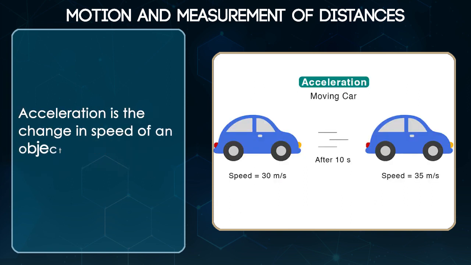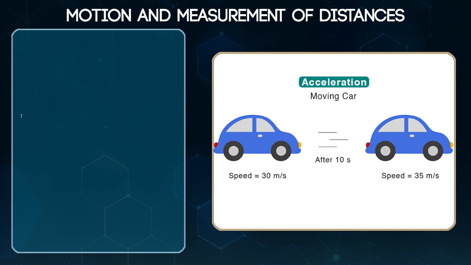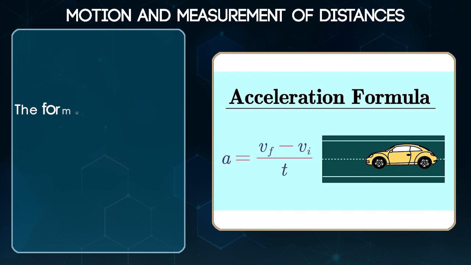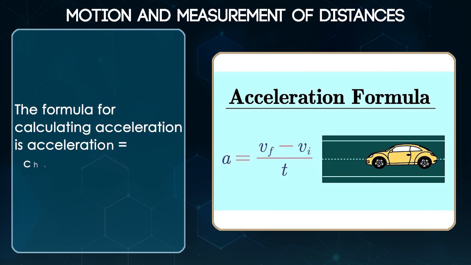Acceleration is the change in speed of an object with respect to time. The unit of acceleration is meters per second squared. The formula for calculating acceleration is acceleration is equal to change in speed divided by time taken.